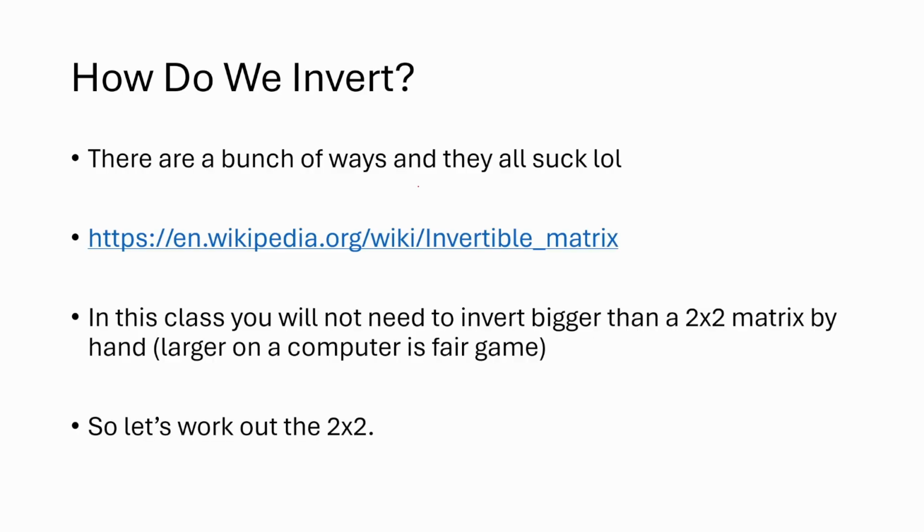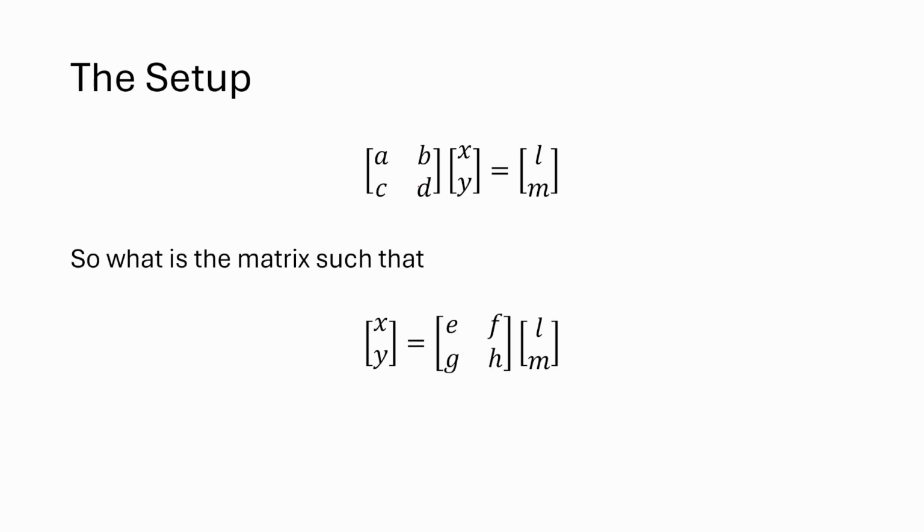So let's work it out. What is this thing? What is the process? Well, remember, we are using these matrix operations to represent systems of equations. Here's my 2x2. This is an inhomogeneous equation. You can see that I have some constants, L and M, on the right. And I have AX plus BY equals L, and I have CX plus DY equals M. What we need to find is the matrix that, when we left multiply it by this whole system, we're looking for the numbers E, F, G, and H. What are they?